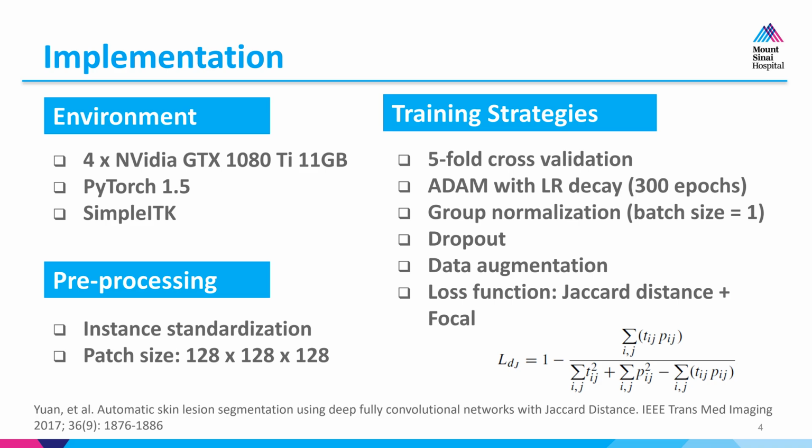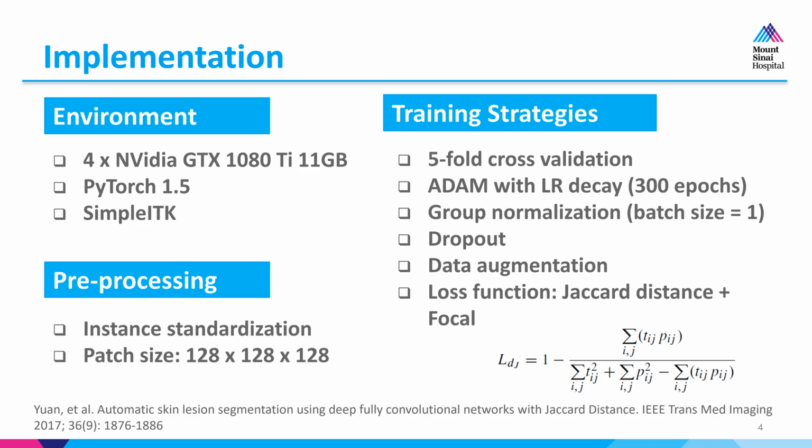Here are some implementation details. Our model was implemented with Python using PyTorch on an NVIDIA 1080 Ti GPU with 11 GB memory. We used SimpleITK for reading and writing images. For pre-processing, we used instance standardization and trained the model with randomly sampled patches with a size of 128 cubic. We relied on 5-fold cross-validation to develop and optimize our model.